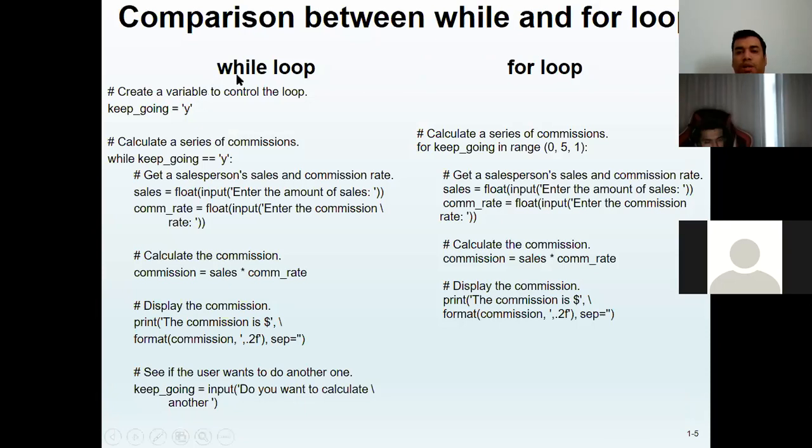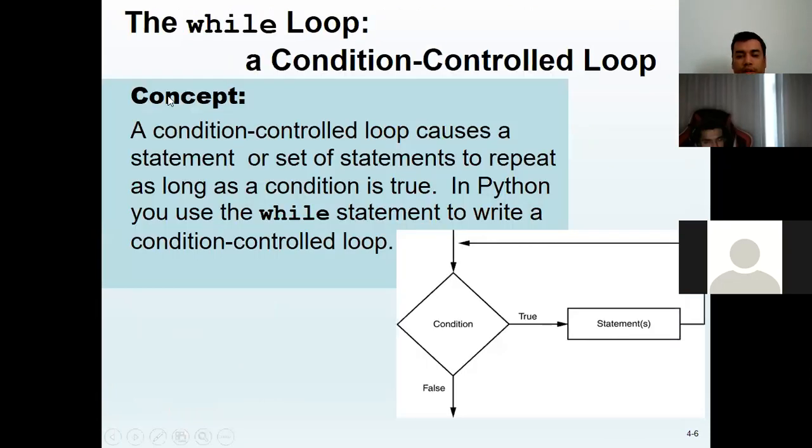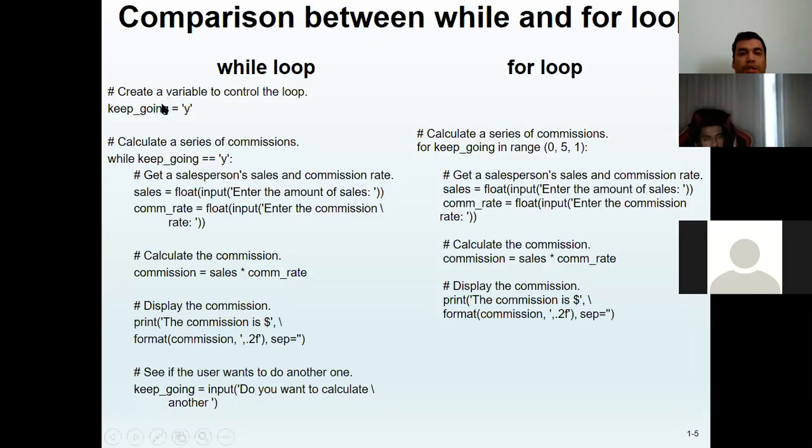I'm explaining the while loop and for loop and the comparison between these two. For the while loop, we need to declare the variable first. It doesn't work if you do not declare the variable. We have said keep going should be y to keep going.